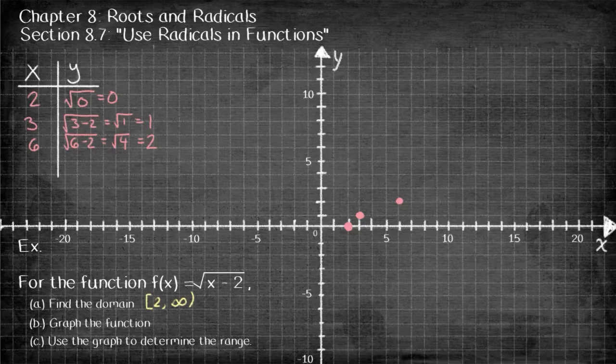And how about 11? So if I plug in 11, we get square root of 11 minus 2 is equal to the square root of 9, which is 3. Starting to take shape a little bit. And 18. Square root of 18 minus 2 is the square root of 16, which is 4.